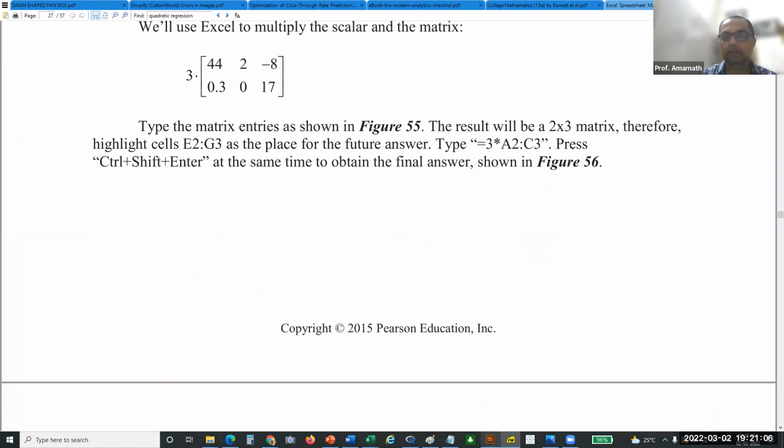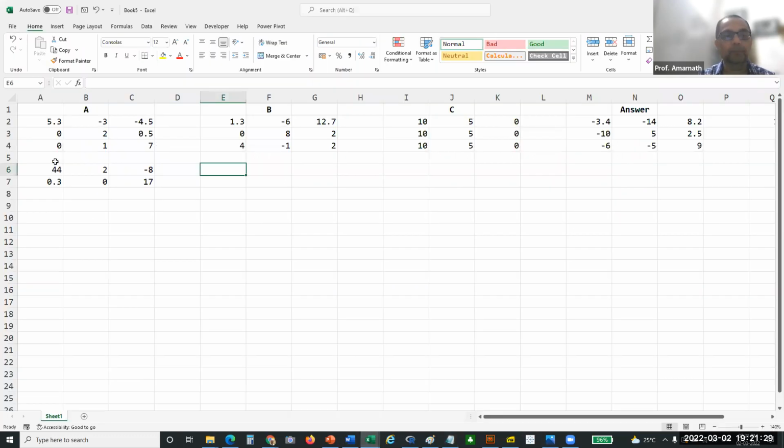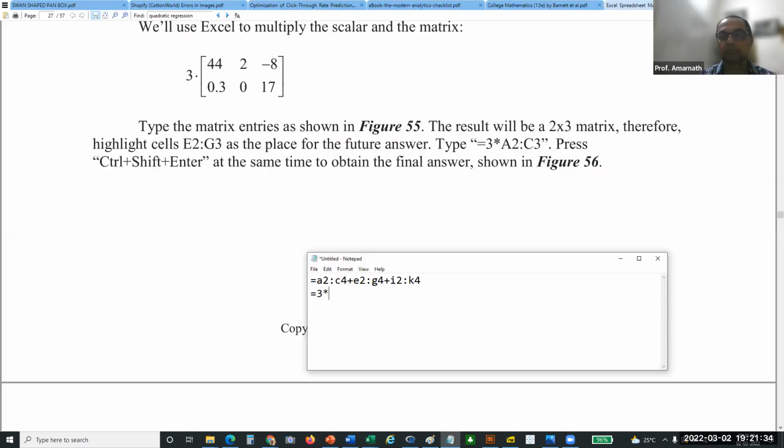So I need to get this right. It is equal to 3 multiplied by, not A2 to C, I think it's somewhere different here, where I have put it. So this is A6 to C7. So C7 is where I have it. So here also I need to, so the answer will come something like this.